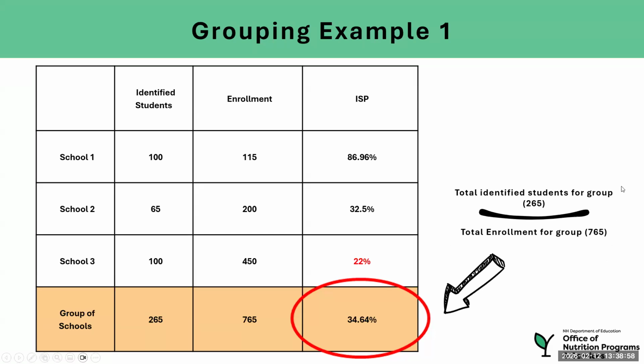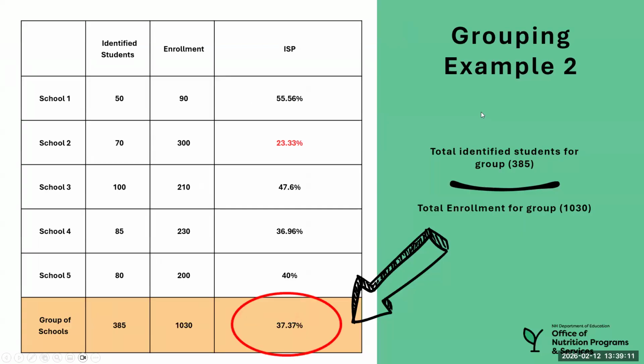And here's just another example. You can see that it's the total identified students for the group divided by the total enrollment for the group. And that's how that ISP is calculated. And here's just another example of 5 schools, some with very high ISPs, some with moderate, and then 1 school that does not meet that 25%. But when grouped together, you get 37.37%, a decent ISP for this grouping of schools.